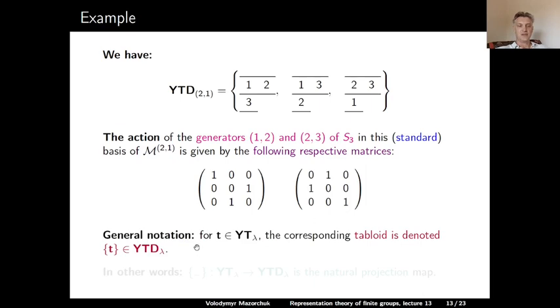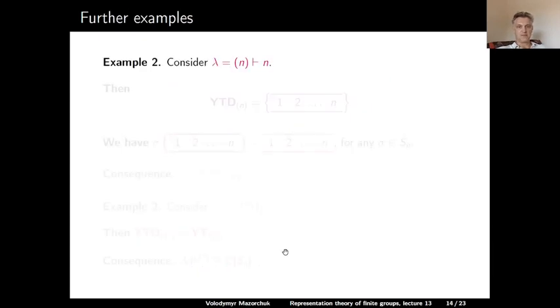The general notation: for any Young tableau T, we denote the corresponding tabloid by {T} in set brackets. So this is now the row equivalence class of T, which is an element of YTD sub lambda. In other words, we denote by the set brackets the projection map from the set of all Young tableaux of shape lambda to the set of all Young tabloids of shape lambda. Here are some more general examples.